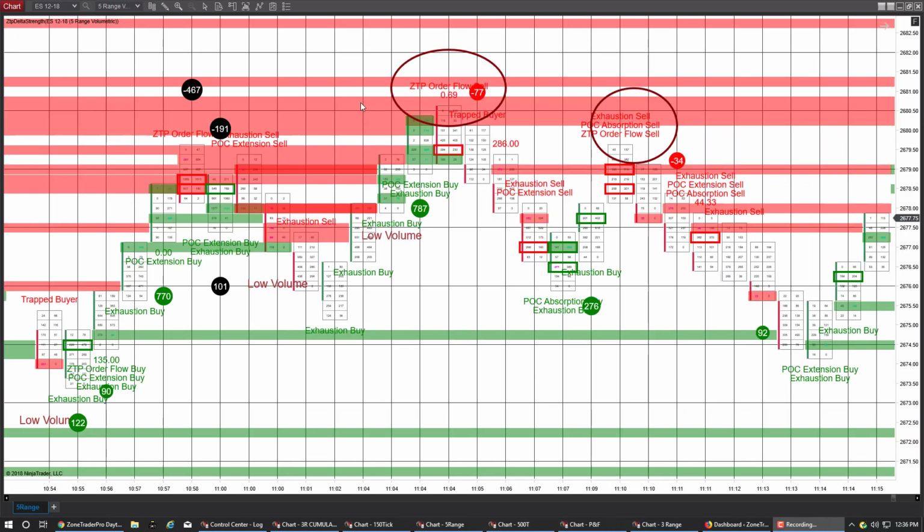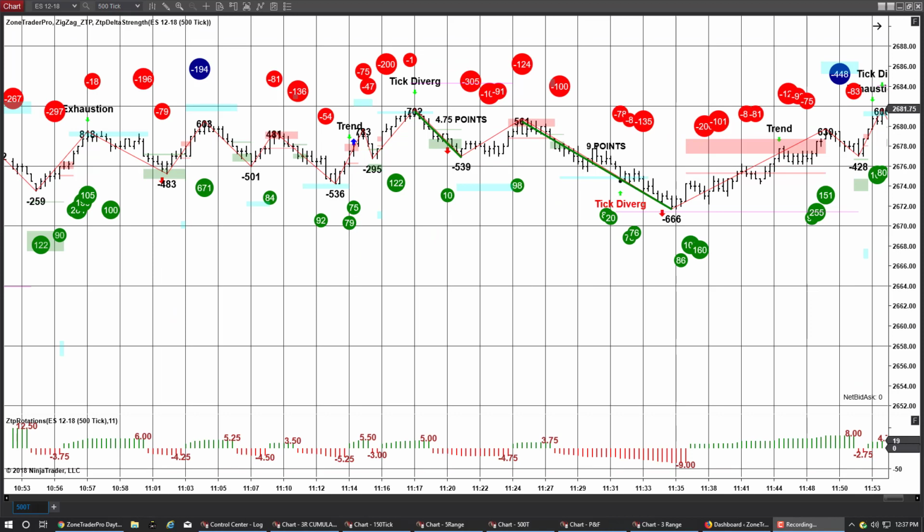On those two trades for the order flow, on the first trade we see that we had a ZTP order flow sell signal with a ZTP stopping ratio. And on the second trade, you could see that we had an exhaustion sell, a POC absorption, and a ZTP order flow sell. This is all happening because some liquidity has returned to the market, and you are seeing fewer of the trades that fail due to the added liquidity.